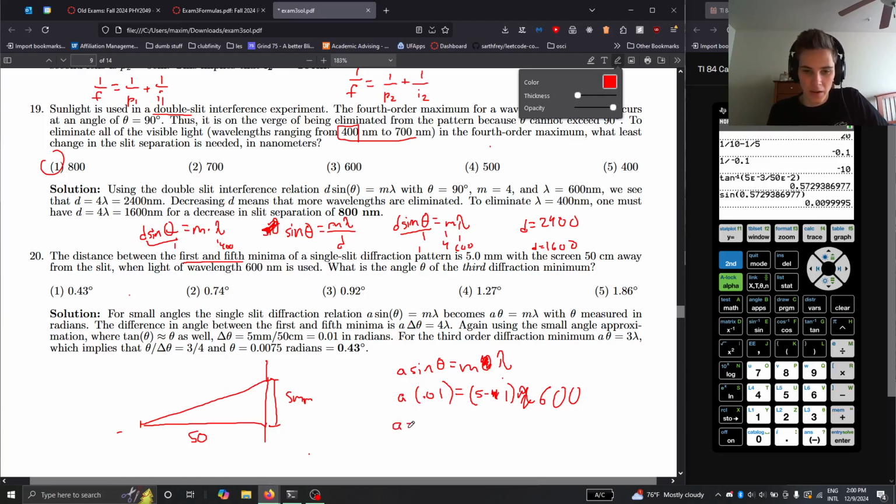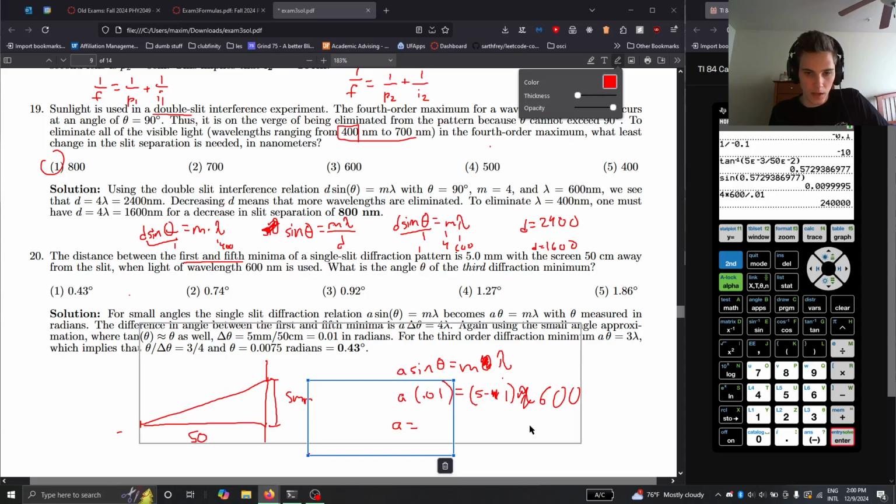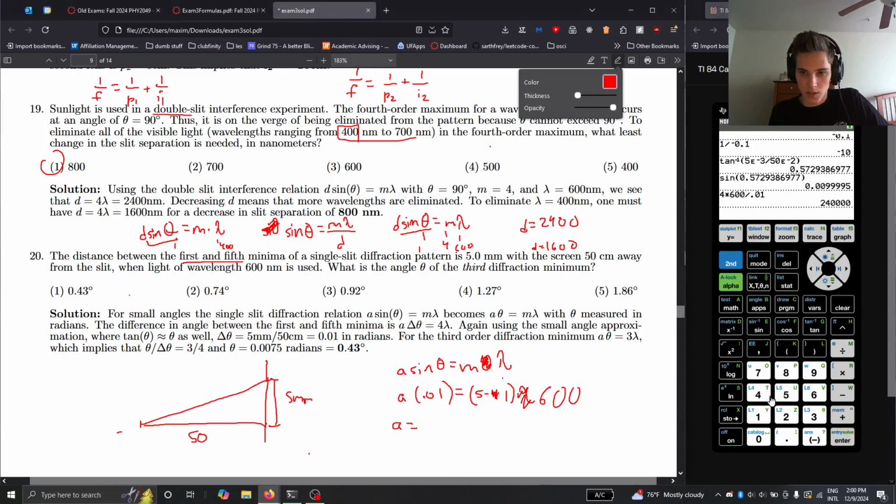So we can solve for a now. It's going to be 4 times that 600 divided by 0.01. And in fact, I'm going to adjust this so that it's 4 times 600. Since I've been diligent with the units, I'll go all the way: nanometers is 10 to the negative 9th, divided by 0.01. And we got that. Just because with angles, you want to make sure you're using the right units.